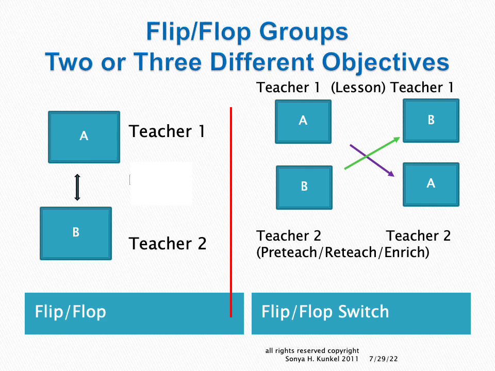Here are two other instructional practices, two types of flip-flop groups. On the left, we have a straight-up flip-flop. This is the lowest planning practice that there is at level 2. One teacher teaches to one objective, and the other teacher teaches to a different objective. Halfway through the lesson, the teachers flip-flop their groups.